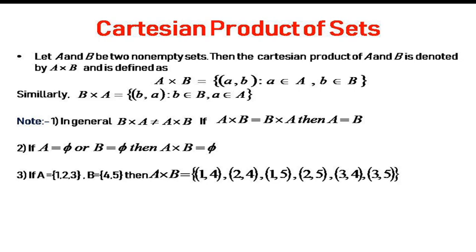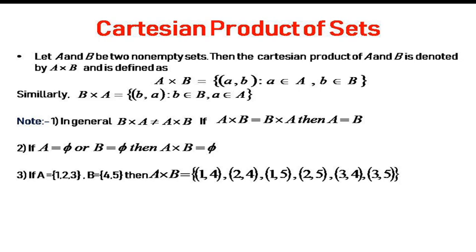By ordered pair we mean, if we write any two elements inside a bracket and separate them by putting a comma in between them, then we can call this an ordered pair. So we have seen the elements of A cross B are of the form of ordered pairs.